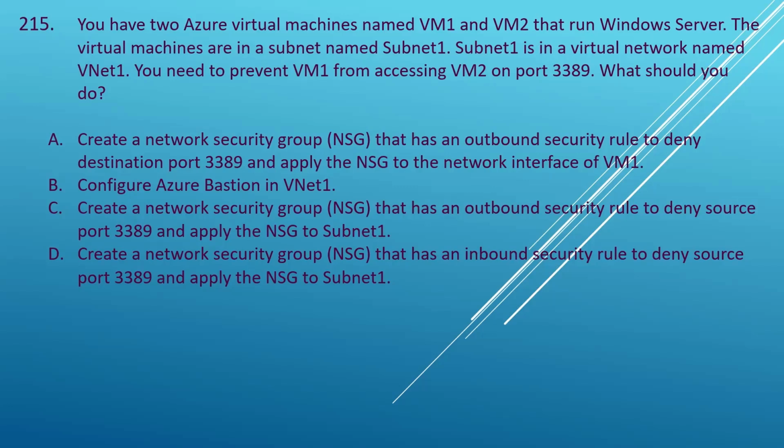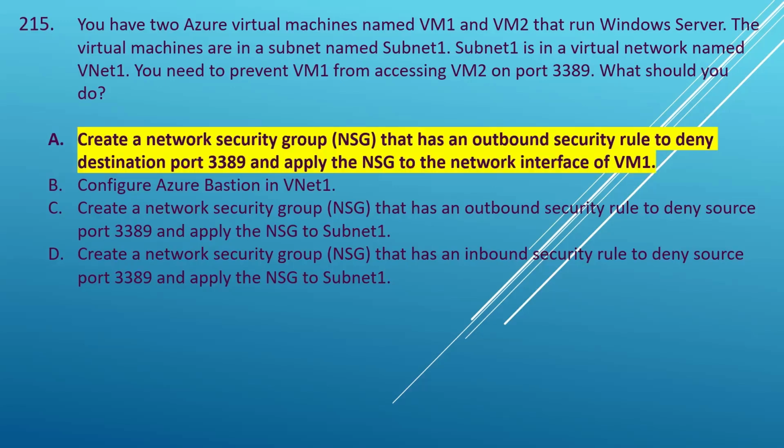Second option is configure Azure Bastion in VNet1. Third option is create a network security group that has an outbound security rule to deny source port 3389 and apply the NSG to Subnet1. Fourth option is create a network security group that has an inbound security rule to deny source port 3389 and apply the NSG to Subnet1. And folks, the correct answer here, which fulfills the requirement, is option A. Create a network security group that has an outbound security rule to deny destination port 3389 and apply the NSG to the network interface of VM1.